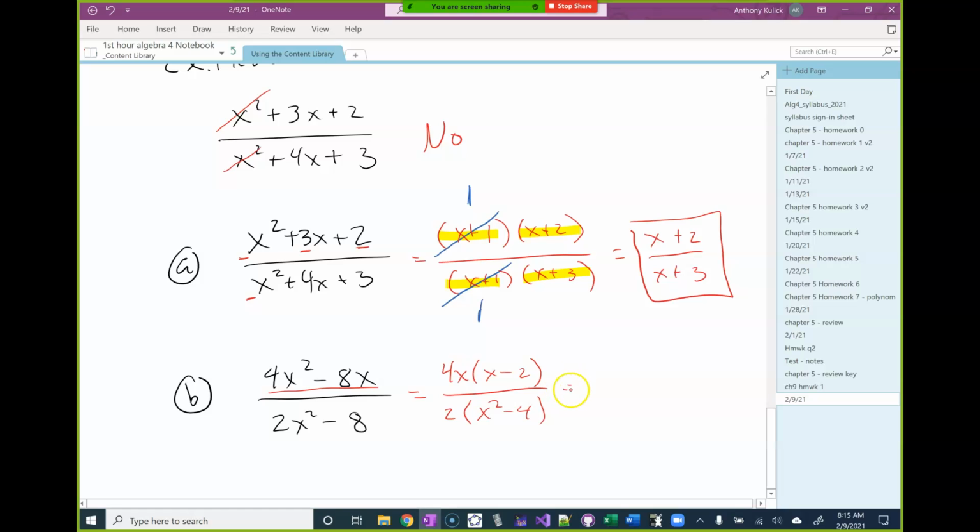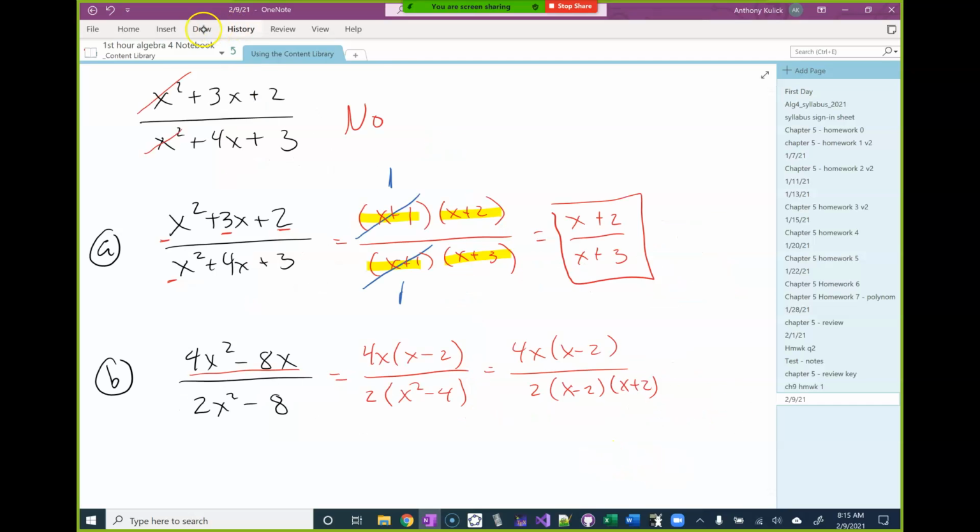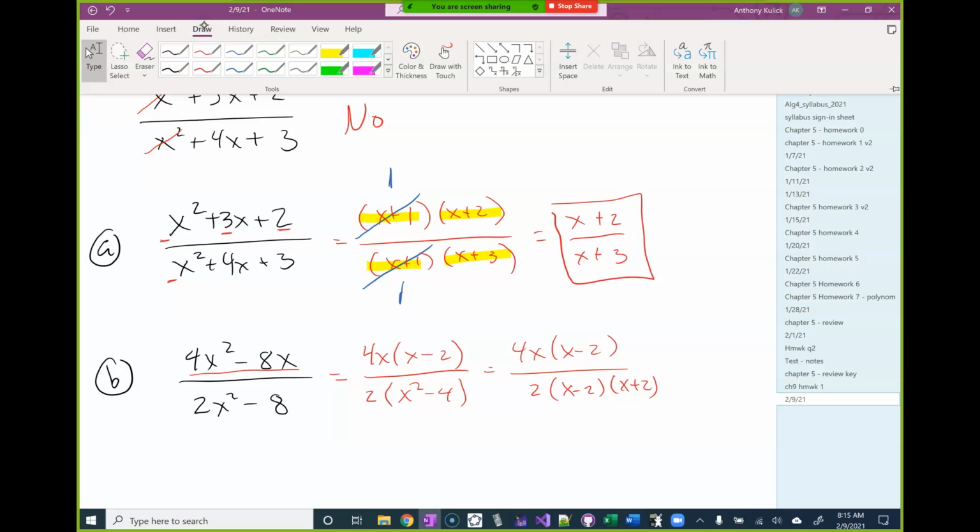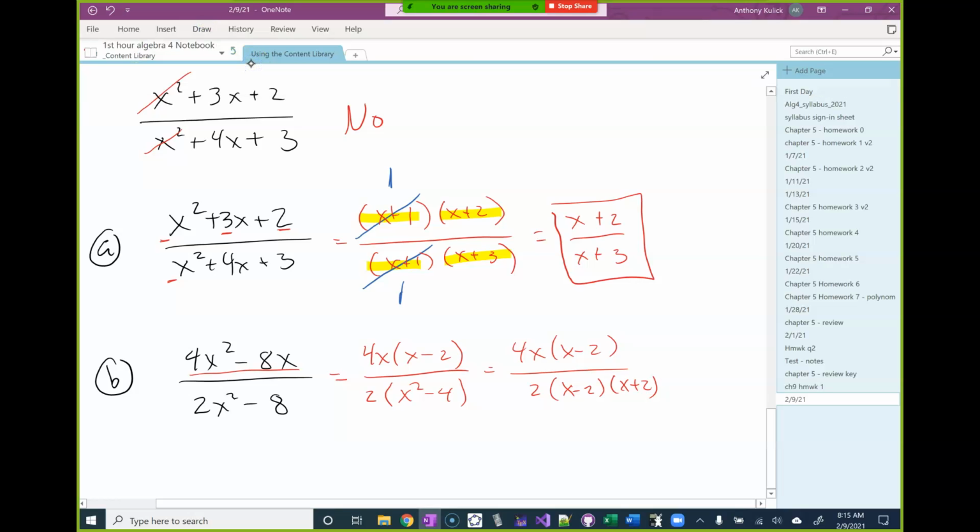How does x squared minus 4 factor? Anybody? X squared minus 4? Becker? Very good. And now that we have everything factored down as far as we can go, now we start looking to reduce. So what's something that we can reduce?